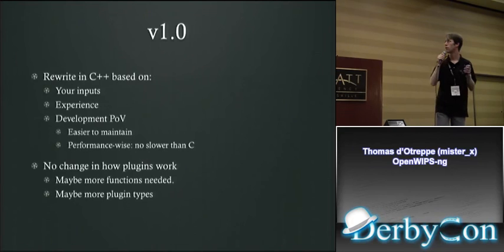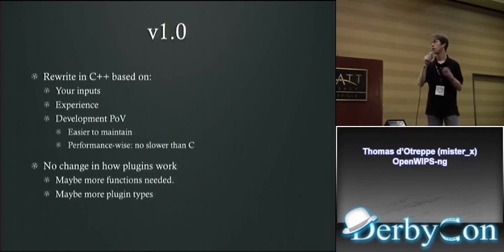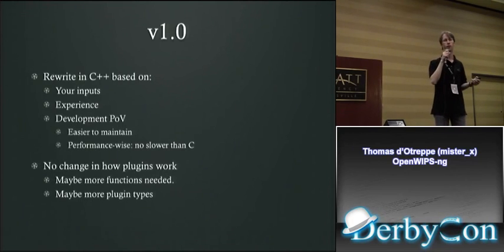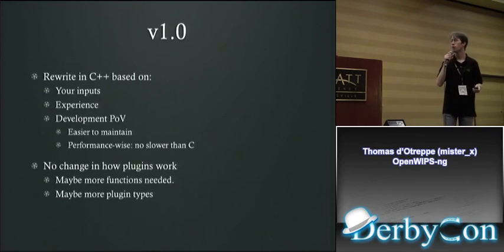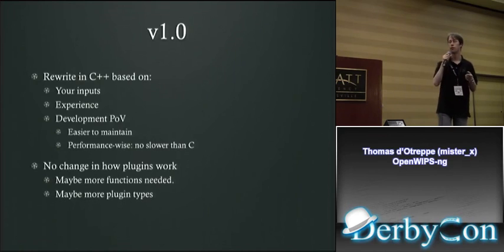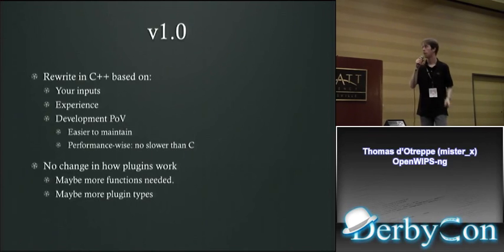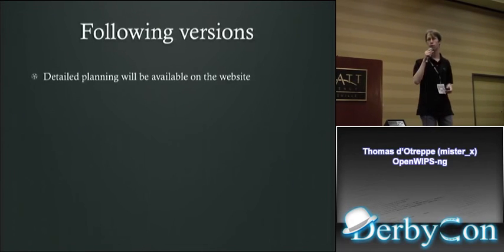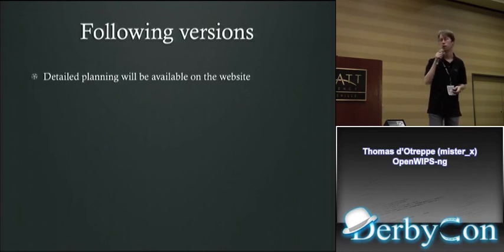1.0 will be based on your input and the experience we had with it, things that need to be changed, etc. From a development point of view, C++ is much easier, and it's not slower than C. There won't be any change in how plugins work. There might be a few more functions and maybe more plugin types. And for the following versions, a detailed planning will be available on the website.